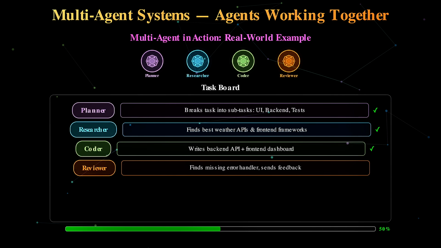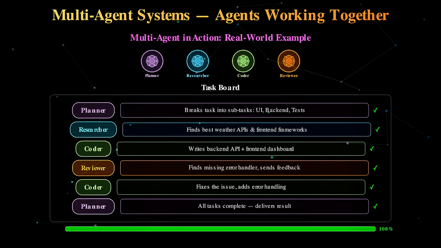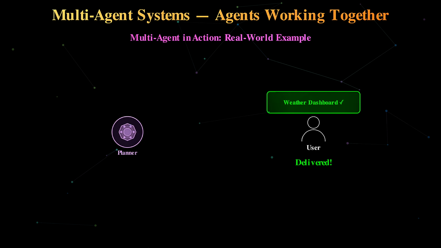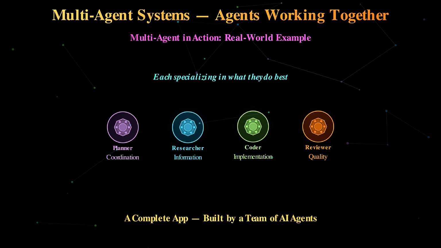The reviewer agent examines the code, finds a missing error handler, and sends feedback. The coder fixes it. The planner agent confirms all subtasks are complete and delivers the final result to the user, a weather dashboard built by a team of AI agents.